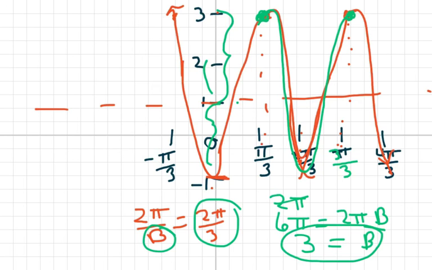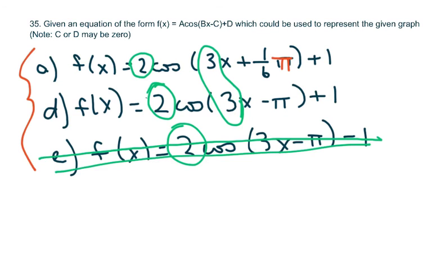So all we have to do now is check for the shift. We shift it to the right by pi over 3, which is 60 degrees. Remember, cosine usually starts here, and you just draw your graph like this. This is your characteristic curve. Well, this thing got shifted over by pi over 3 to the right. So that means it should be this one right here.